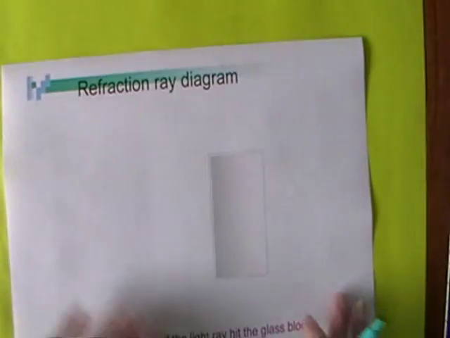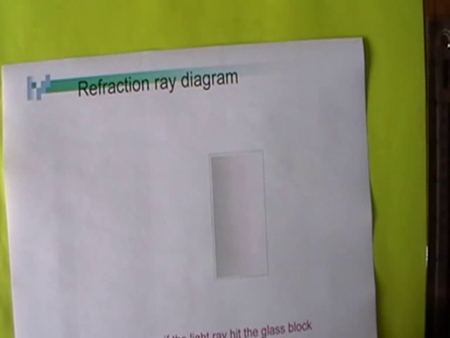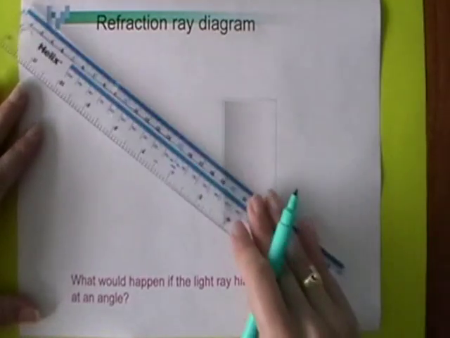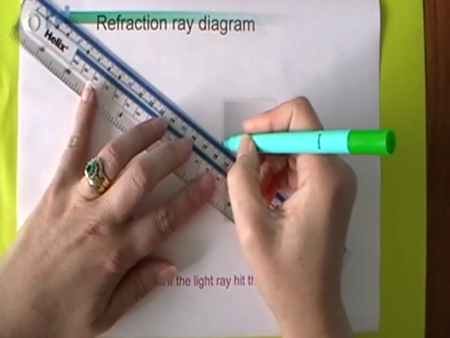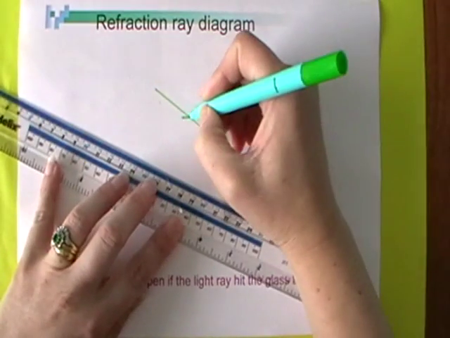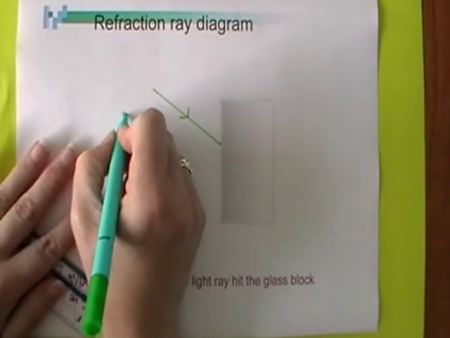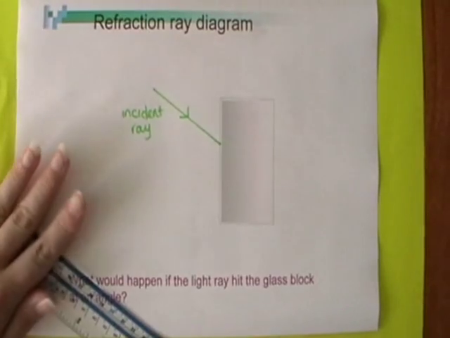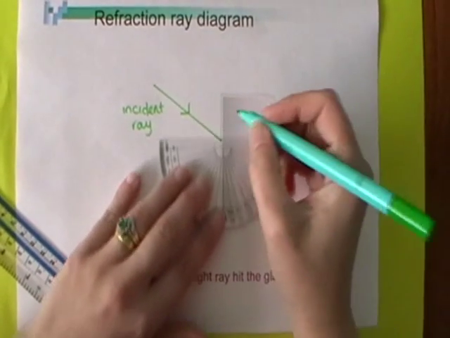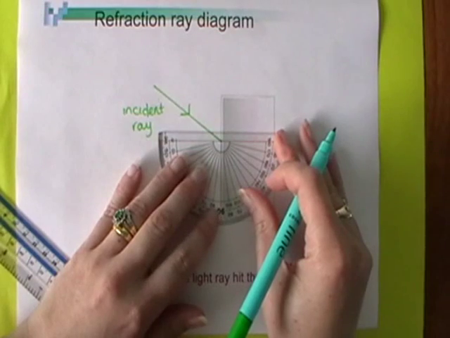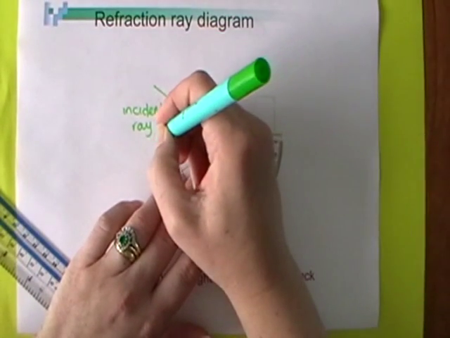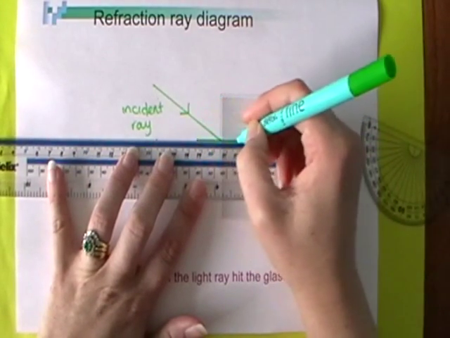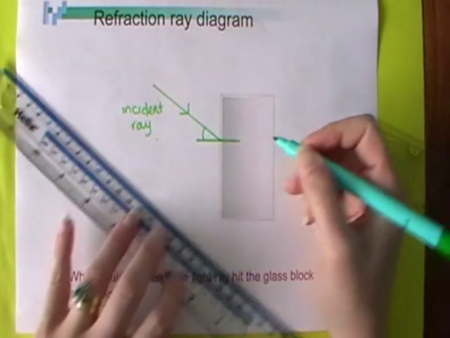Let's have a look then at how we would draw a refraction ray diagram. So what would happen if the light ray hit the glass block at an angle? Well, let's draw a ray of light coming from the ray box. And again, this is the incident ray. And we then need to draw a normal at 90 degrees to the surface of the glass block. And this is our angle of incidence.